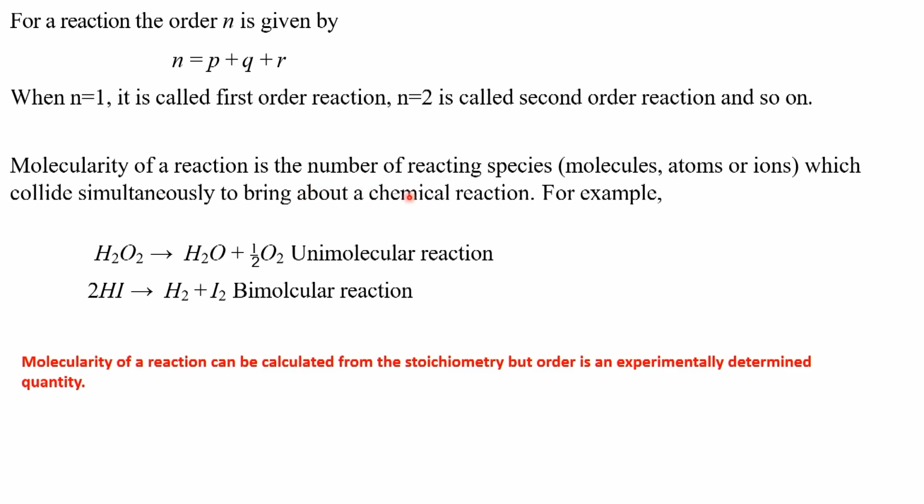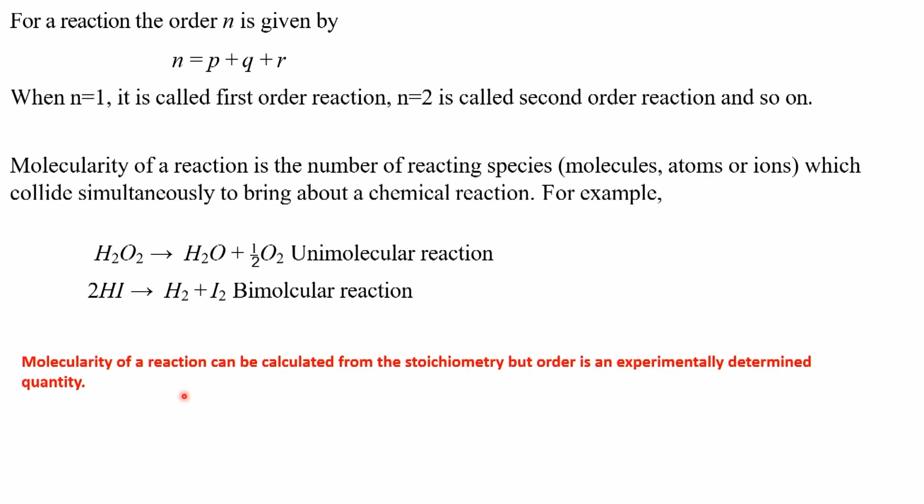Molecularity of a reaction is the number of reacting species, molecules, atoms or ions which collide simultaneously to bring about a chemical reaction. For example, H2O2 gives H2O plus half O2, this is a unimolecular reaction. 2HI gives H2 plus I2, this is a bimolecular reaction. So molecularity of a reaction can be calculated from the stoichiometry. You see the stoichiometry here, the stoichiometry of H2O2 is 1, similarly the stoichiometry of HI is 2.